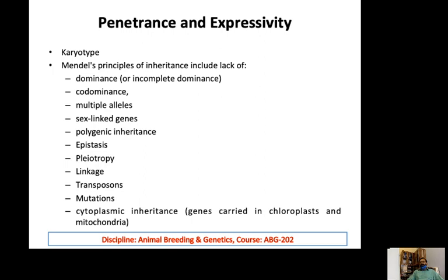And the polygenic inheritance, for example, milk production in cattle, that is basically a polygenic trait because it involves many genes. Then the epistasis means one gene is affecting the expression of other genes that are located in another locus. Then pleiotropy, one gene has multiple effects. Linkage, the genes are linked together, they always travel together and they don't follow the Mendel law. Then the transposons, these are jumping elements which can change the expression of the genes. Then the mutations, certain mutations can alter the frequency. And cytoplasmic inheritance, it does not follow the Mendelian laws.